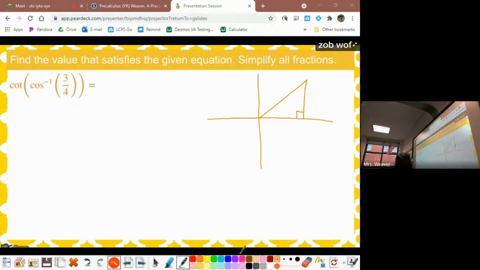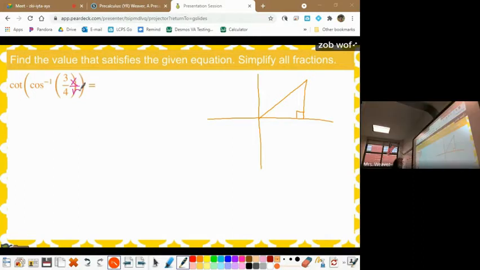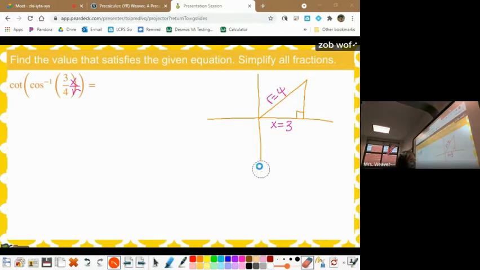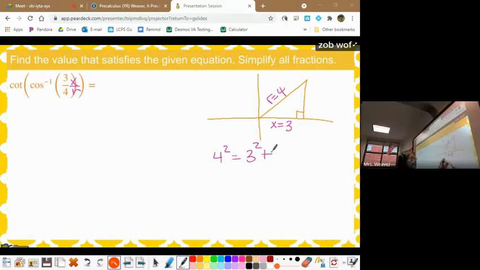Okay, so Sanjita, what is cosine in terms of x, y, and r? Cosine is x over r. Okay, so if I write x over r right next to the cosine value, that reminds me that my x value is 3 and my r value is 4. If we know two sides of a right triangle, we can always find the third side with the Pythagorean theorem. So it would be 4 squared equals 3 squared plus x squared. Because we already have an x, I'm going to call it y, just so we don't confuse ourselves about which is which.